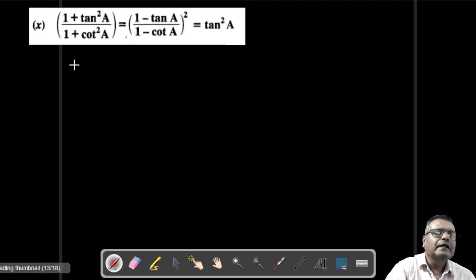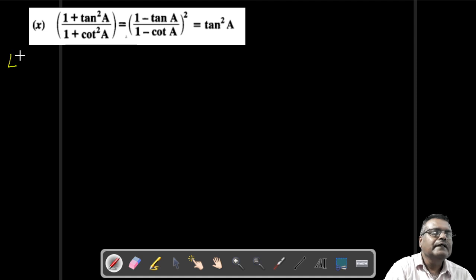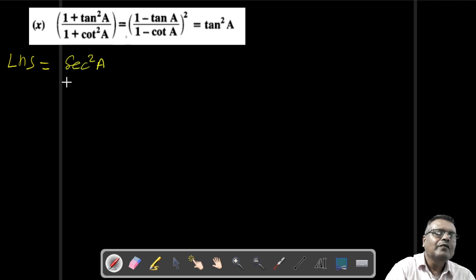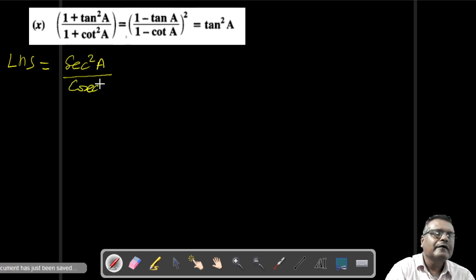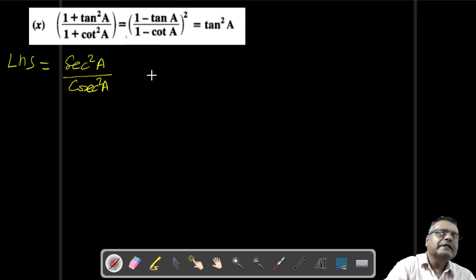10th question, that is the last question. LHS is equal to 1 plus tan²A. Actually you know sec²A minus tan²A is 1. So 1 plus tan²A is sec²A. And 1 plus cot²A can be written cosec²A, because cosec²A minus cot²A is 1.